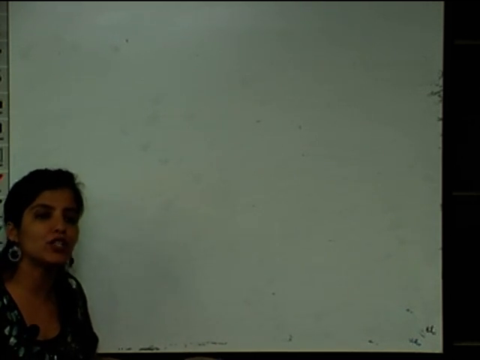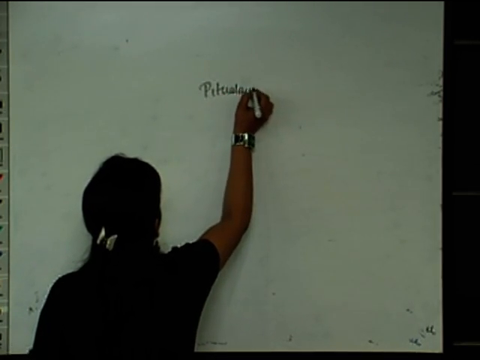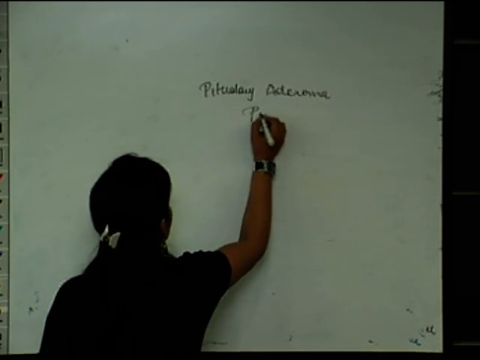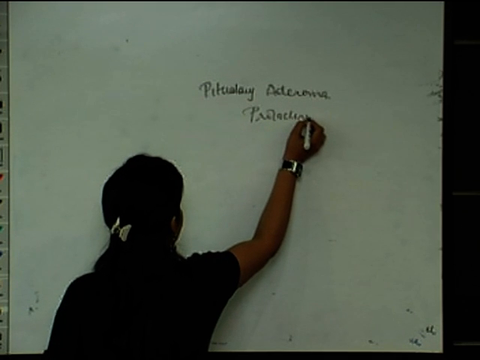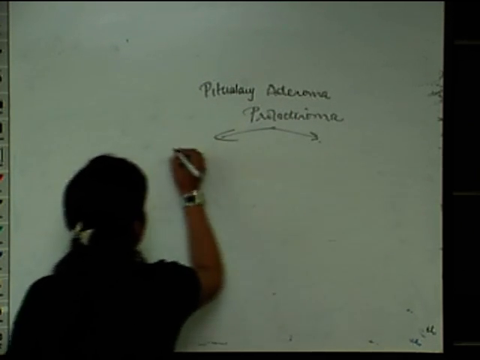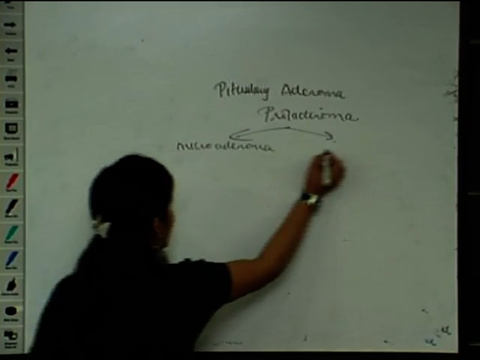In compartment 3, the common causes are pituitary adenomas. Now the most common pituitary adenoma is a prolactinoma. Now prolactinoma can either be a microadenoma or it can be a macroadenoma.